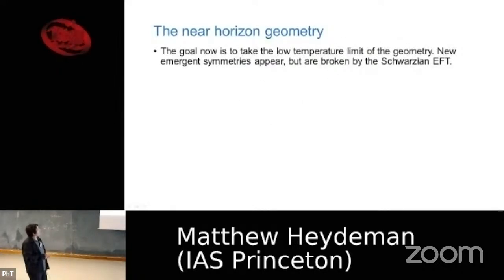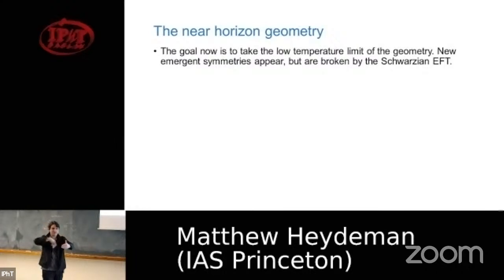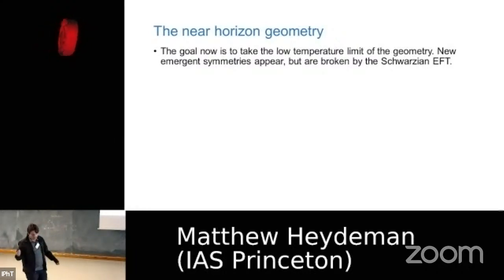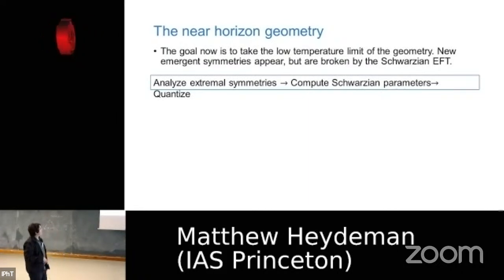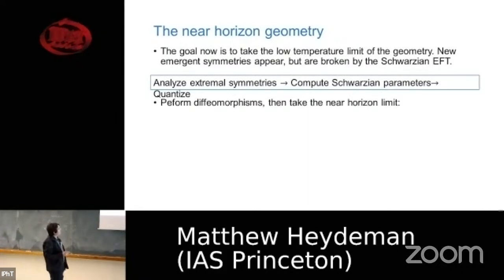So in the low temperature limit, we're going to find new symmetries. Before we had AdS2, which had the SL(2,R) symmetry. And then we turn on finite temperature. That gave me a wiggly AdS2 boundary. That breaks SL(2,R). In this AdS5 cross S5 black hole, I'll have not SL(2,R), but it will turn out to be SU(1,1|1). So let's see how that happens. We'll analyze the extremal symmetries. We'll compute the Schwarzian parameters, and then we'll use the quantization of the Schwarzian.